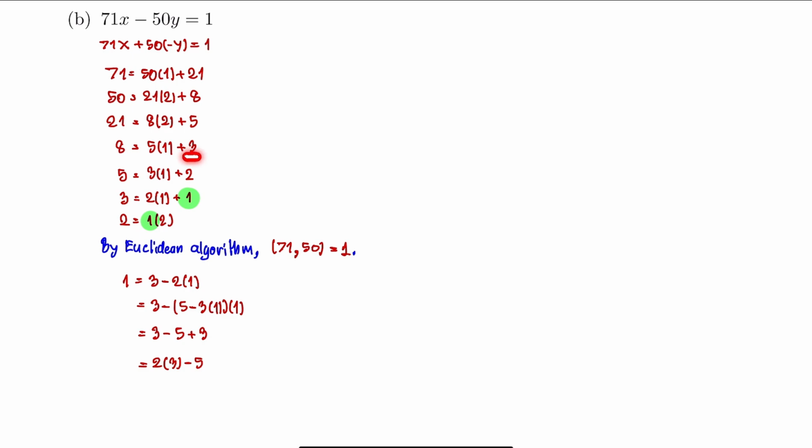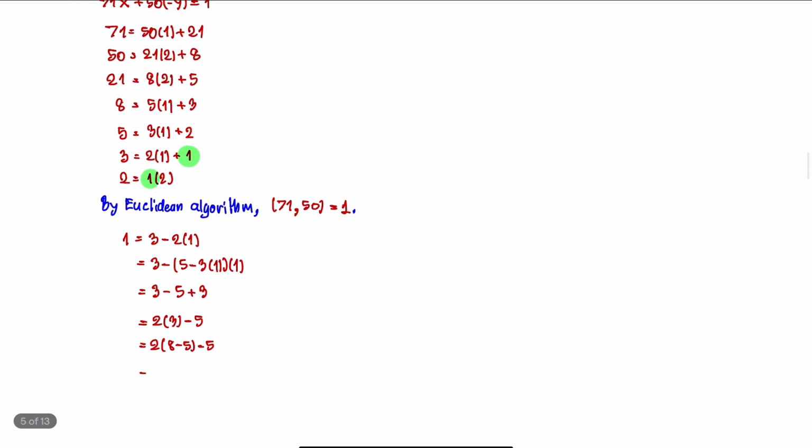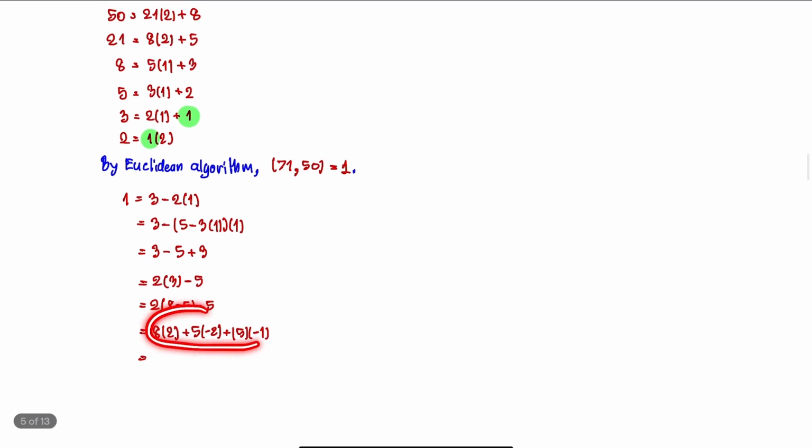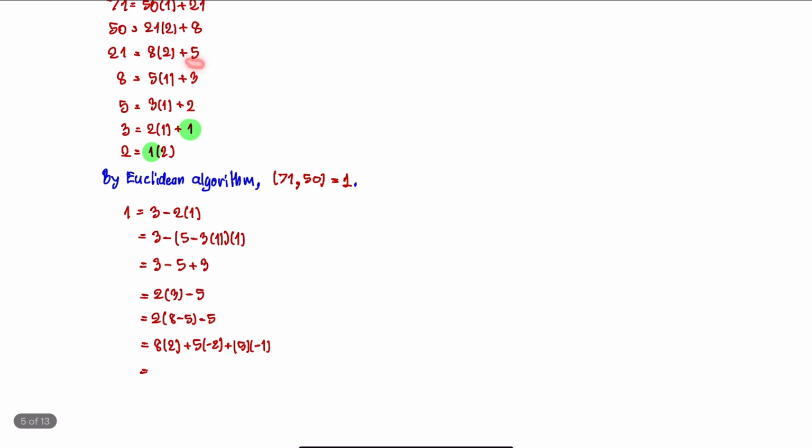And the remainder of the next equation is 3. And 3 is going to be 8 minus 5. So we're going to have 2 times (8 minus 5), and minus 5 right here. Then we have to distribute number 2. We have 8 times 2 plus 5 times minus 2, and minus 5. And we simplify this number so that we can combine the 5s. So we're going to have 8 times 2 plus 5 times minus 3.